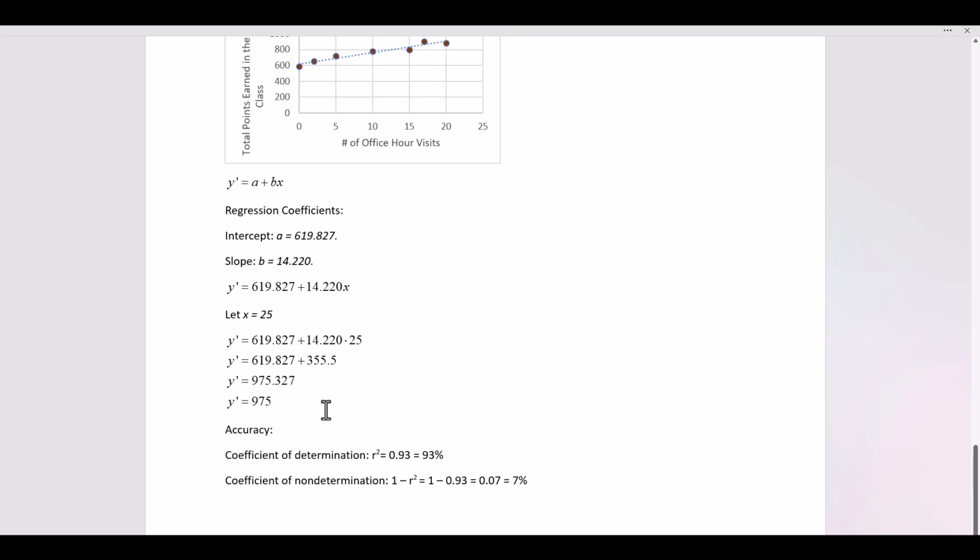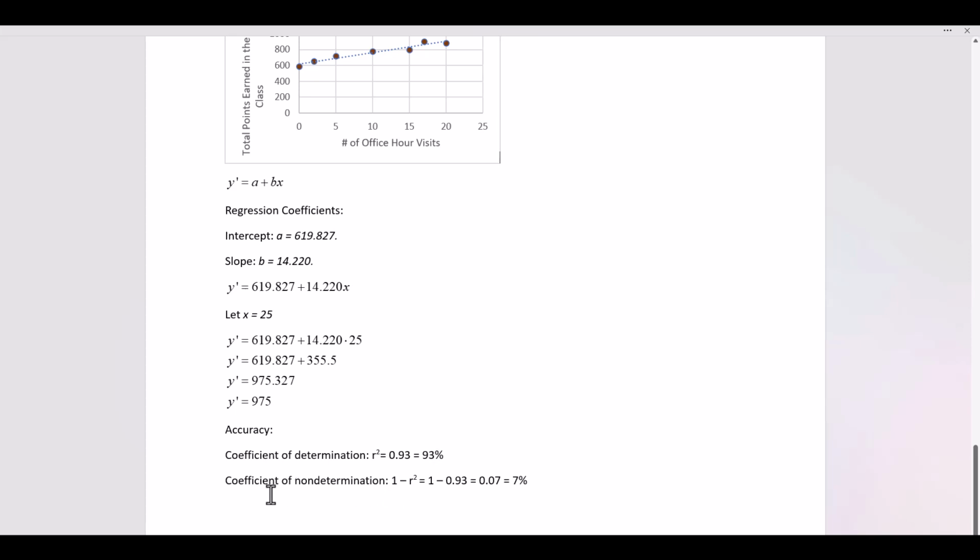Now, to demonstrate the accuracy of the line of regression, there's a few metrics we may want to represent with the line of regression. One of them is called the coefficient of determination. That's r squared. I had mentioned it earlier that it's computed for us by the TI calculator. It's 0.93 or 93%. That means that 93% of the changes in y are caused by the changes in x. We always want r squared to be close to 100%. So this is a very high r squared, which is great.